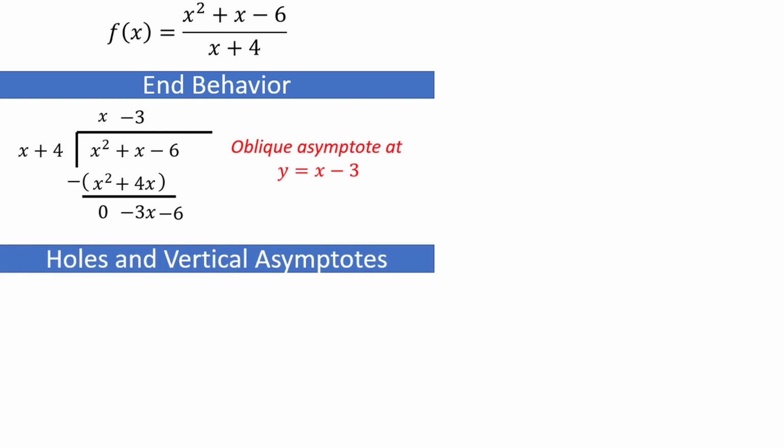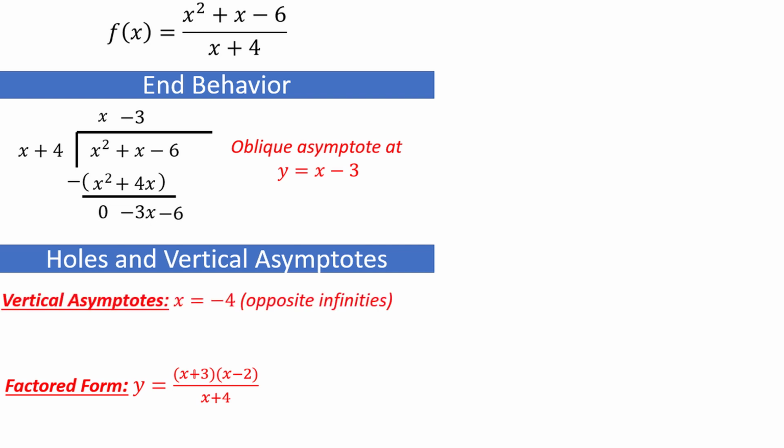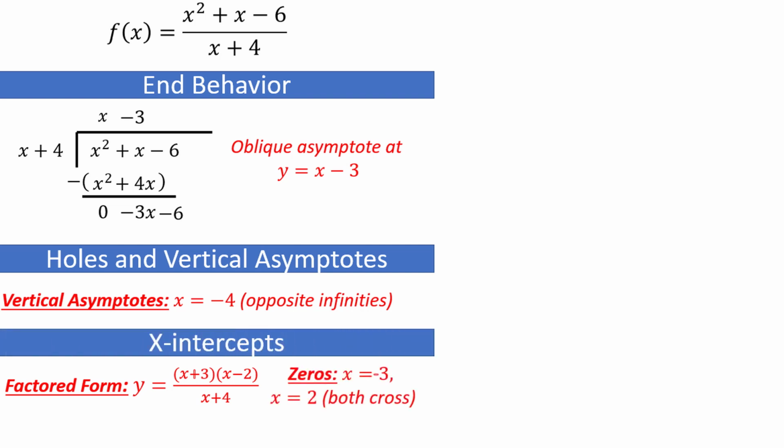The denominator indicates that we will have either a vertical asymptote or a hole at x equals negative 4. To know for sure, we need to factor the numerator. We have x plus 3 times x minus 2, as 3 times negative 2 is negative 6, and 3 plus negative 2 is 1. Since the factor of x plus 4 doesn't cancel with anything, we know that x equal to negative 4 is a vertical asymptote, which has an odd multiplicity, meaning the graph will approach opposite infinities. The numerator tells us that we have zeros at negative 3 and 2, which both have an odd multiplicity, meaning the graph will cross the x-axis at these points.